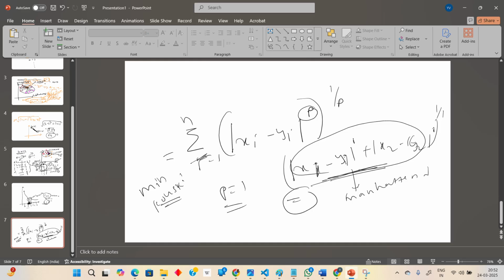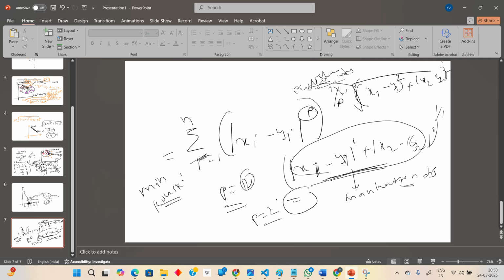Manhattan distance. If you insert p equal to 2, then what will happen? Just observe: x1 minus y1, p means 2, right? Square, plus x2 minus y2, whole square, power 1 by 2. 1 by 2 is nothing but square root. This is Euclidean distance. Is that clear? Euclidean distance means you insert p equal to 2. Manhattan means you insert p equal to 1.